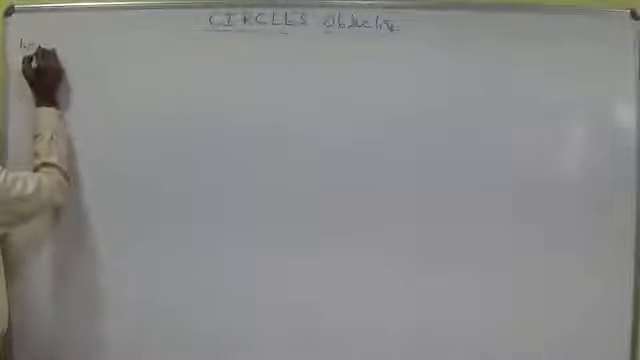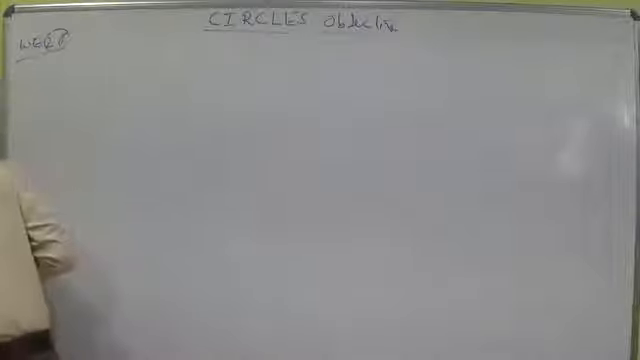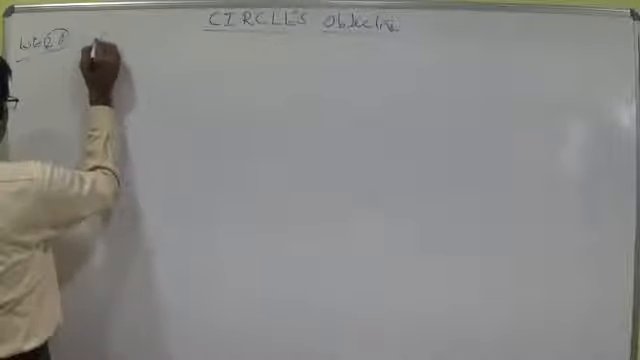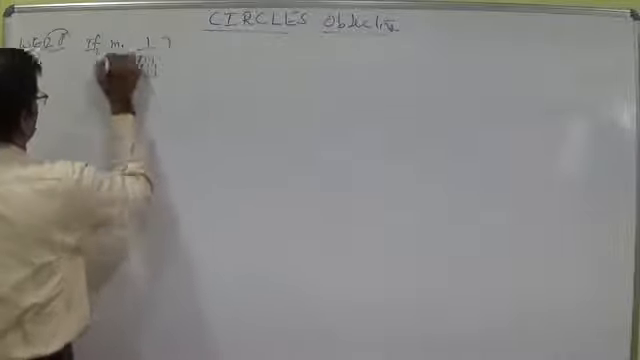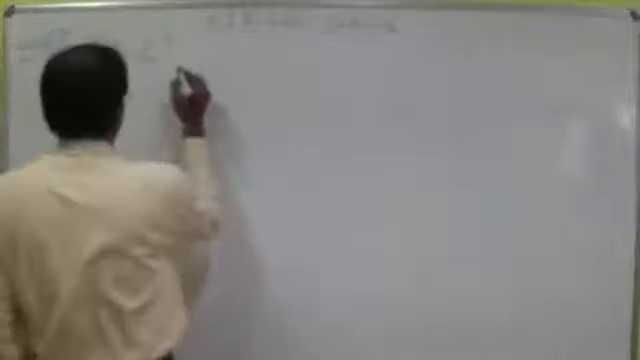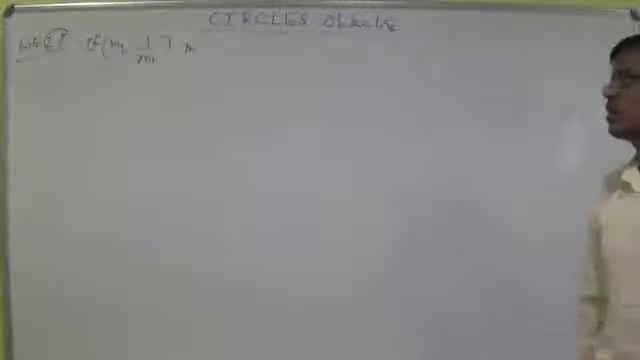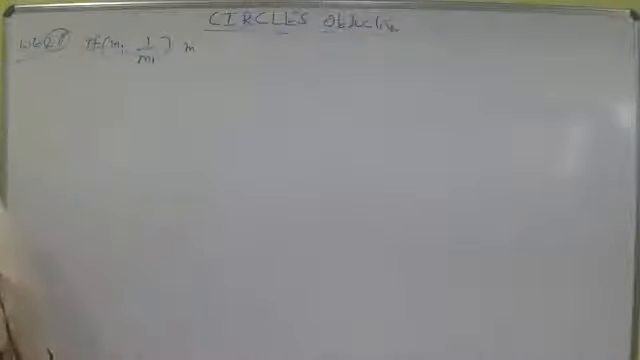Worked example 28. If (m1, 1/m1), (m2, 1/m2), (m3, 1/m3), (m4, 1/m4) are 2 points with respect to the circle x square plus y square is equal to r square. Of course, they are given as distinct points.